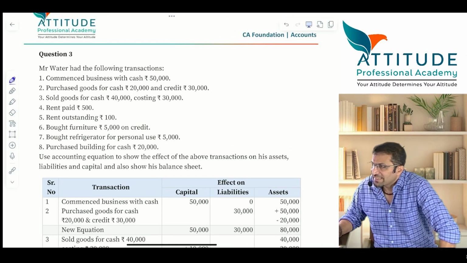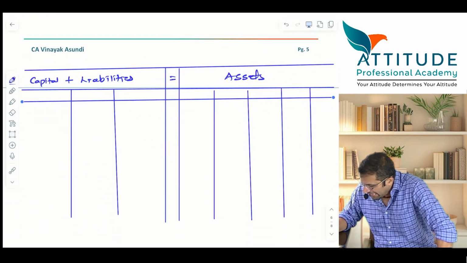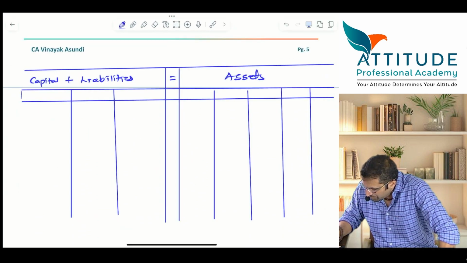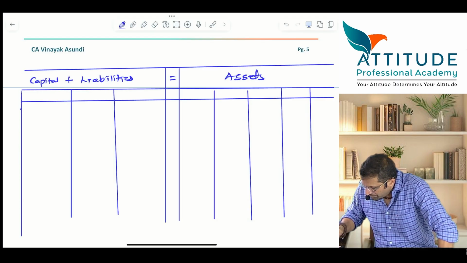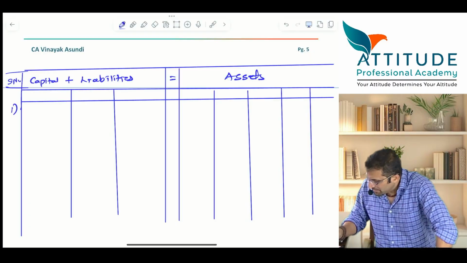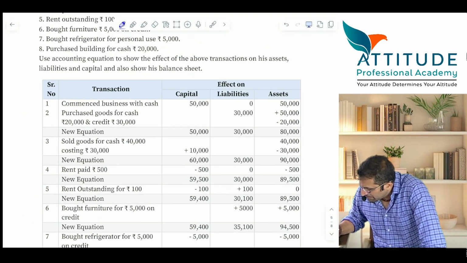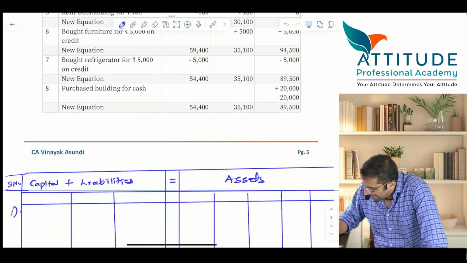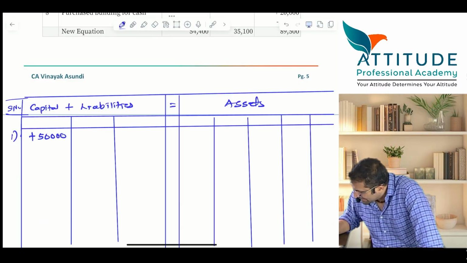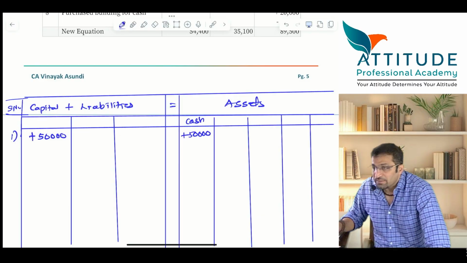Commence business with cash. Now tell me, where will commence business with cash come? You have serial number 1. Commence business with cash. So capital will increase by how much? 50,000. Correct. So what do I write in capital? Plus 50,000. And in assets, I'll first write what? Cash. And then I'll write plus 50,000.